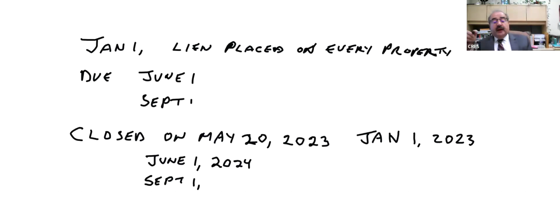So you close on this property on May 20th, 2023. 10 days after that, on June 1st, you're going to get a tax bill. But that tax bill has nothing to do with this problem. That tax bill is from last year. Has nothing to do with this problem. Please understand these dates here. These are things that will be on the state exam. I want you to be familiar with them.